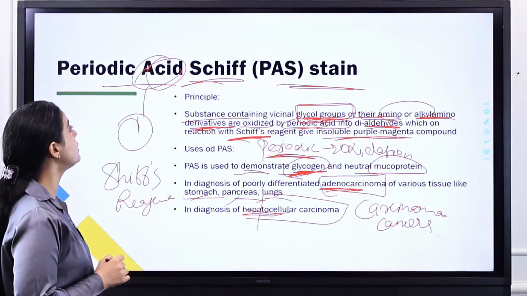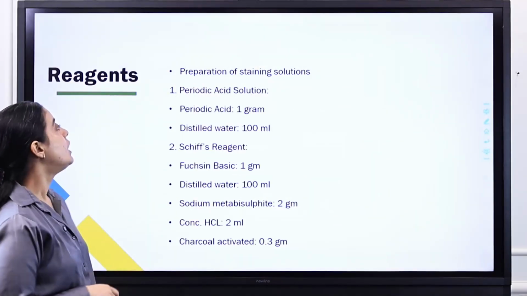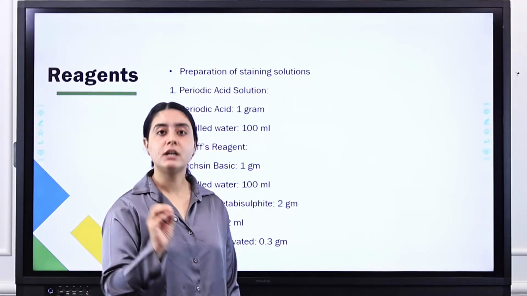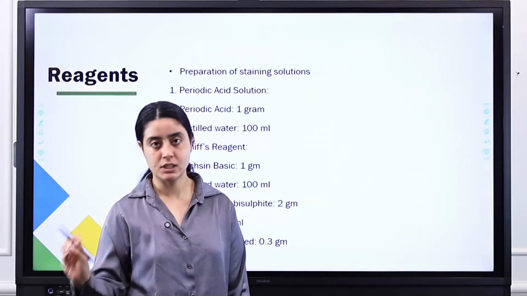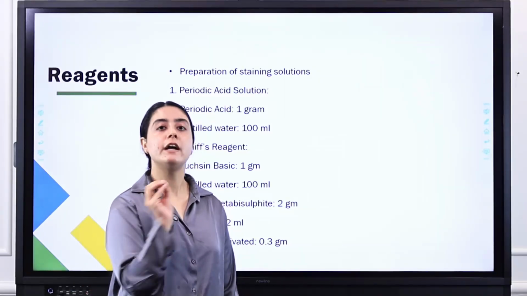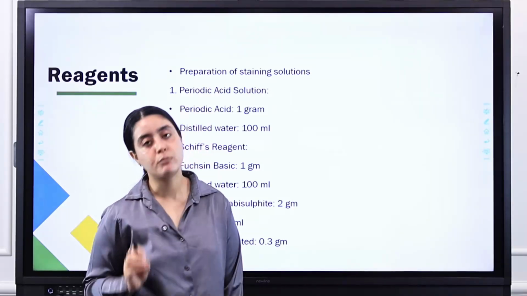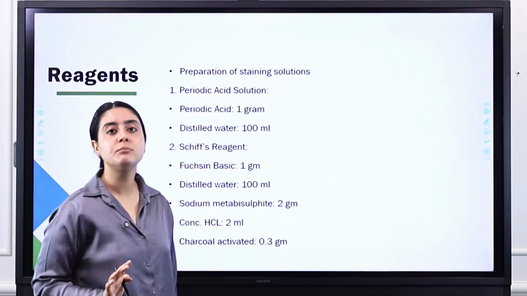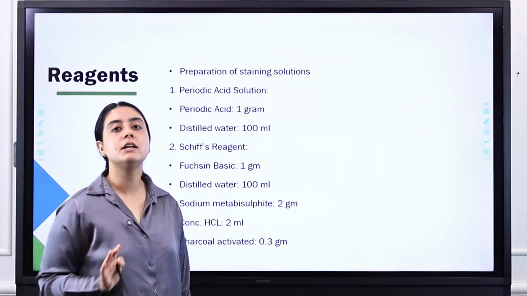So this is the principle of PAS staining. Now, reagents. What are the reagents? You have to know each and every stain, what the reagents are with their proper compositions, for your exam point of view and also for viva point of view. So you have to know what reagents we have used in certain stainings and what their compositions are.